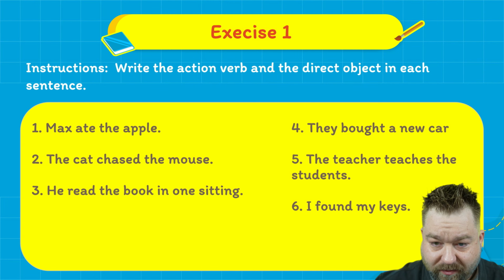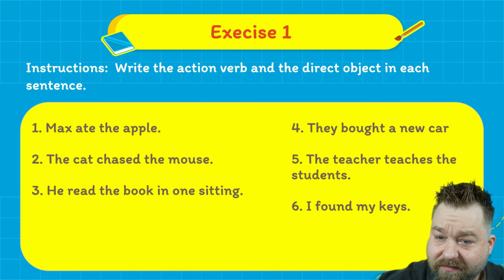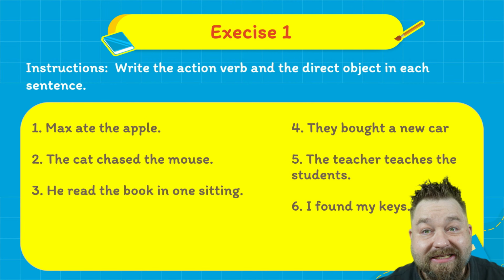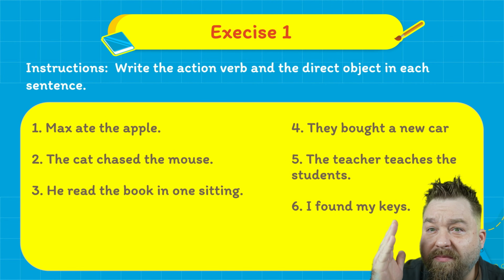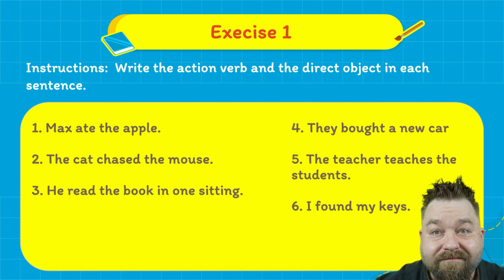Okay, now it is time for exercise number 1. What we're going to do here is write the action verb and the direct object in each sentence, just like our checkup. So go ahead and pause the video and see if you can find them. Okay, let's take a look at these answers.